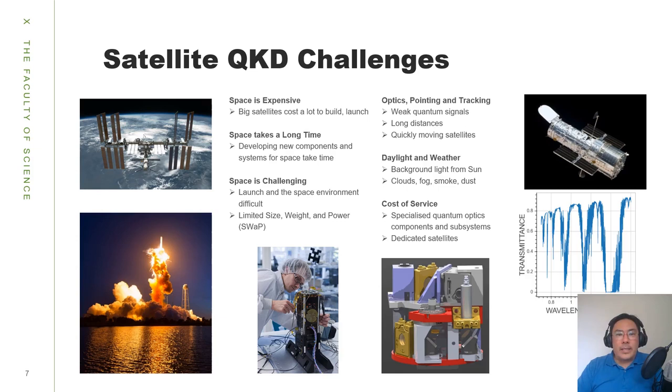For satellite QKD in particular, there are other challenges which need to be overcome. Optics, pointing, and tracking all have to be very high precision, very accurate. We are sending weak quantum signals over long distances between a quickly moving satellite and the ground. Daylight and weather also can pose challenges. The background light from the sun means that the weak quantum signals have a hard time of being detected. Thus, QKD at the moment is usually performed at night. Clouds, fog, smoke, and dust can also obscure the weak optical signals being sent.